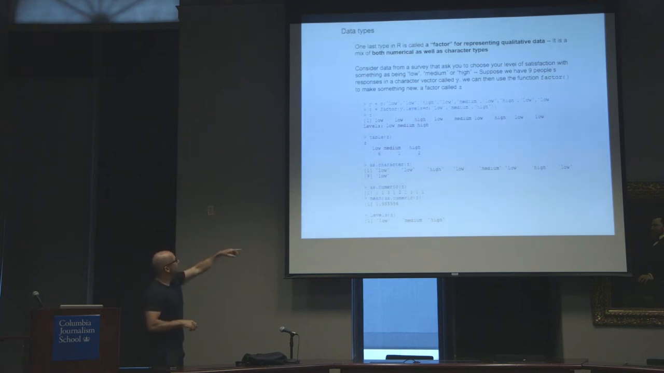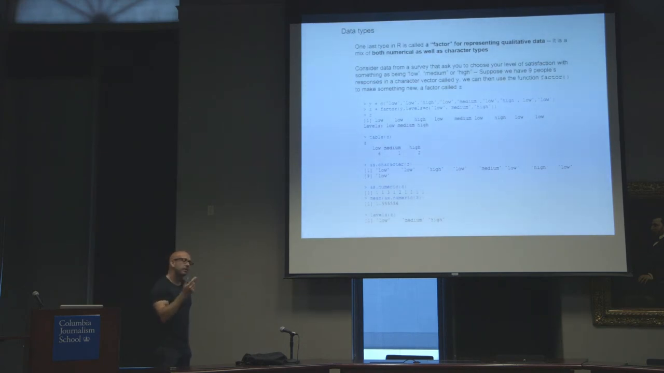We see low, medium, high as labels, and then we see the levels of the factor being low, medium, high. Okay? You can use this data much in the same way you would use character data, in the sense that you could take a table of that value Z, and it'll tell you that there are 6 lows, 1 medium, and 2 high. And you can also coerce it to be a character, which will give you back just low, medium, and high.